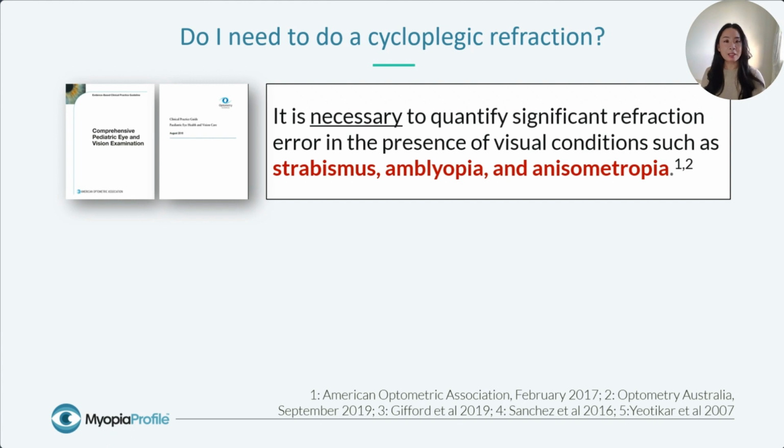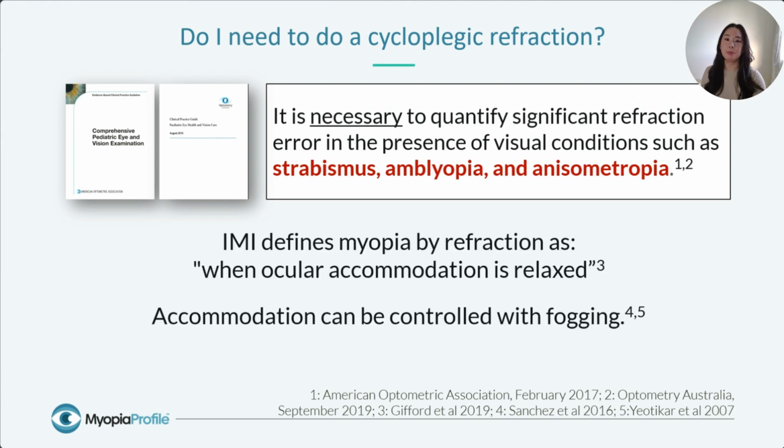Not everyone might have access to cycloplegic agents, but if you do have access, there is consensus on advice from the American Optometric Association and Optometry Australia that cycloplegic refraction is recommended in the presence of conditions like strabismus, amblyopia, or anisometropia. The International Myopia Institute defines myopia by refraction as when ocular accommodation is relaxed, and accommodation can also be managed with techniques like fogging when cycloplegia isn't an option.